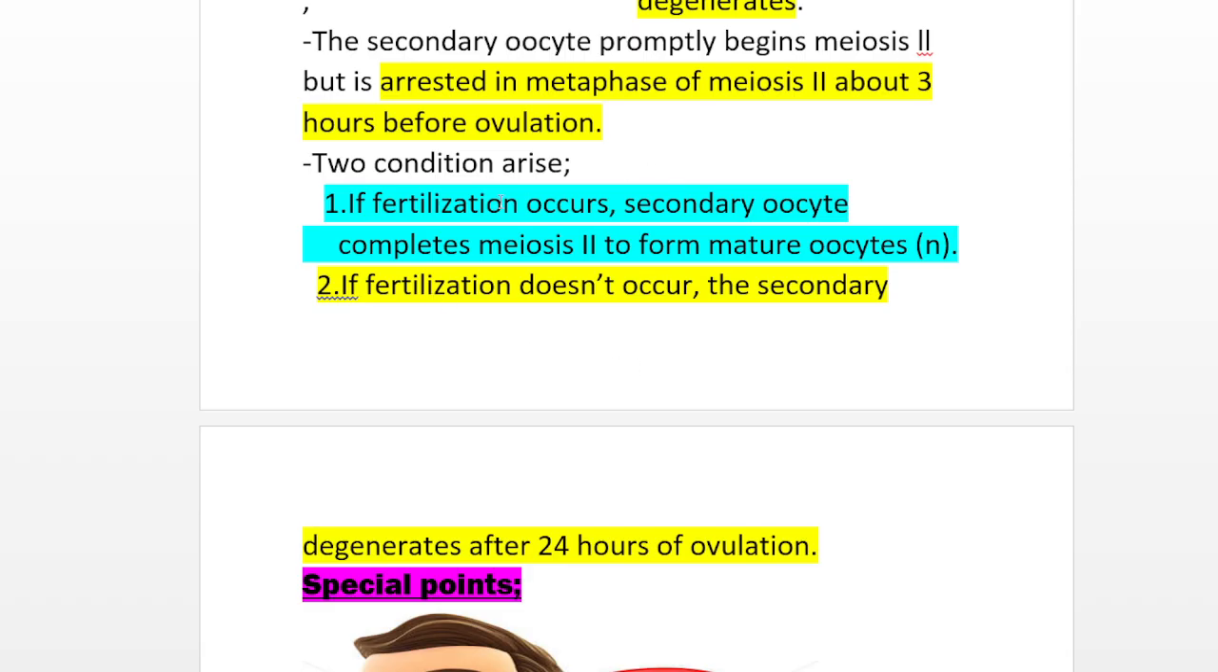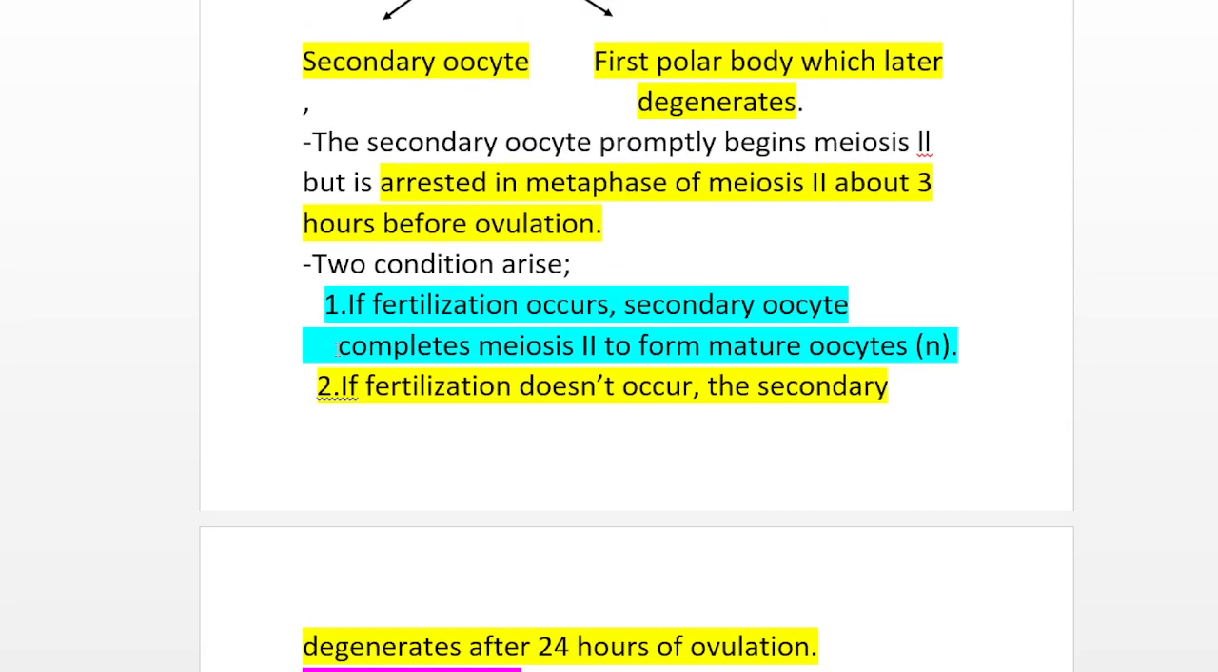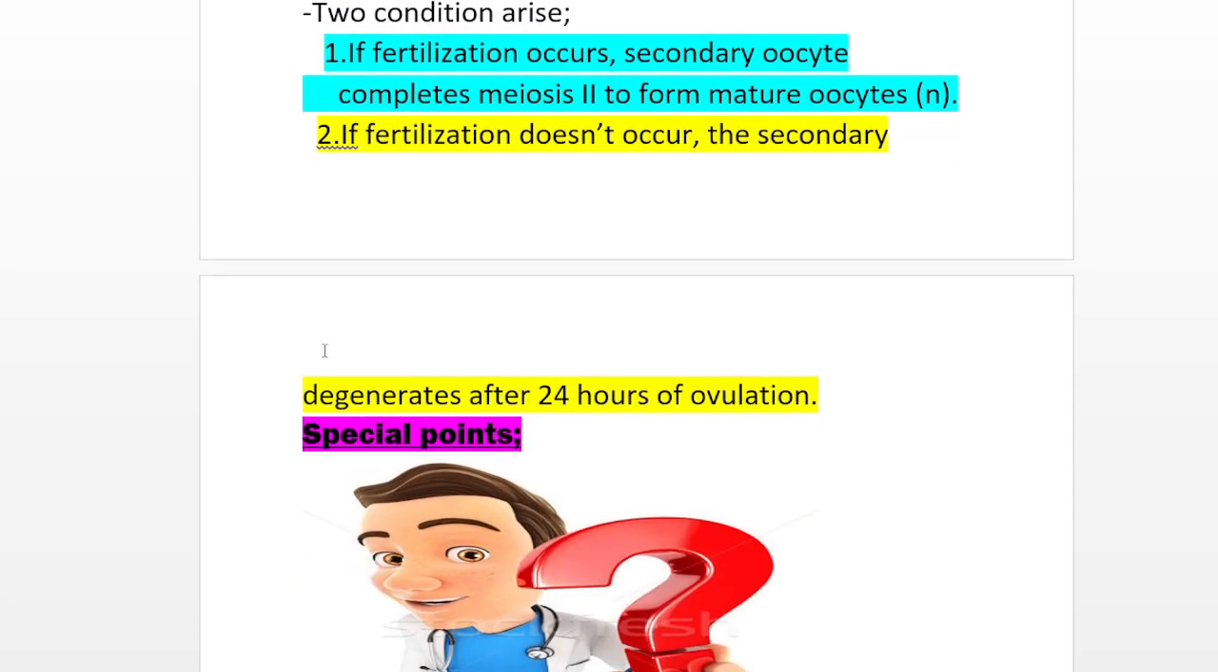So two conditions arise. The secondary oocyte completes its meiosis II only if fertilization occurs. If fertilization occurs, the secondary oocyte completes meiosis II to form a mature oocyte. But what happens if fertilization does not occur? If fertilization does not occur, the secondary oocyte degenerates 24 hours after ovulation. So this is all about oogenesis.